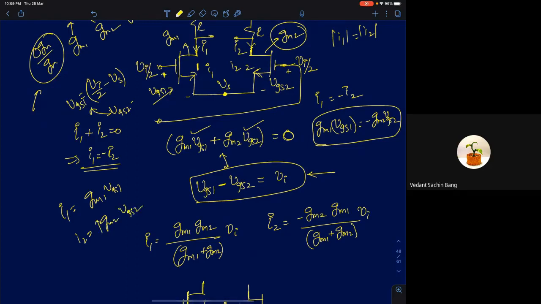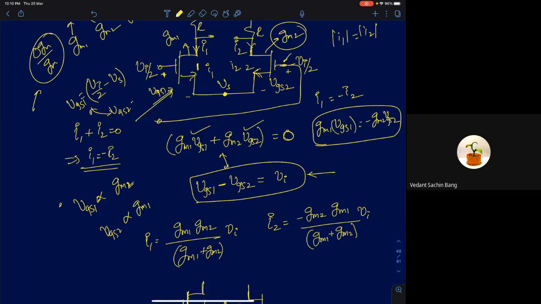If your GM is higher, the product is the same. The product of GM into VGS is constant. So if GM is higher, then the VGS will be lower, so the product remains the same. So from that you can intuitively say your gate to source voltage VGS1 should be proportional to GM2, and VGS2 should be proportional to GM1. If your GM2 is very high, then VGS1 will be high. It has to compensate for it, right? The current has to be the same.